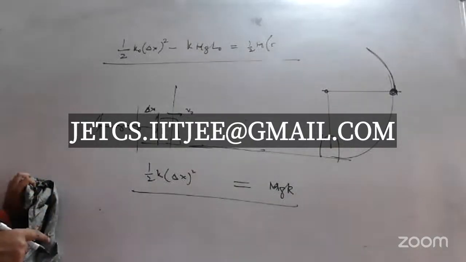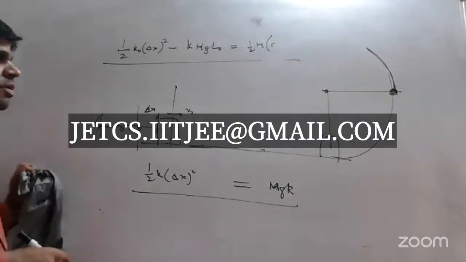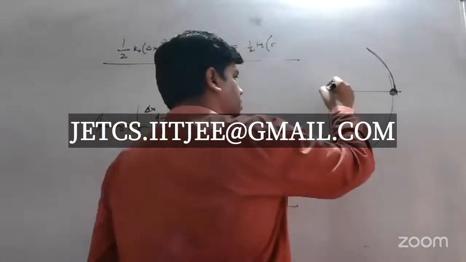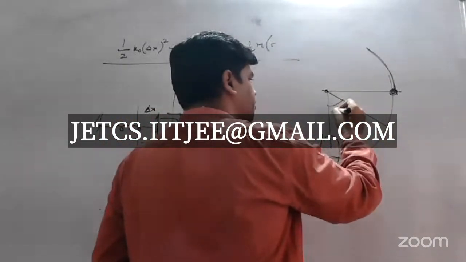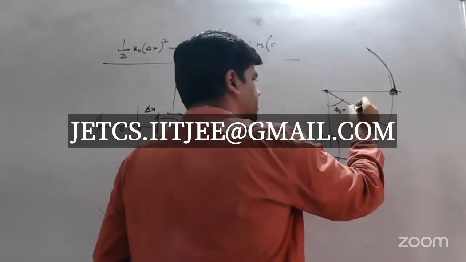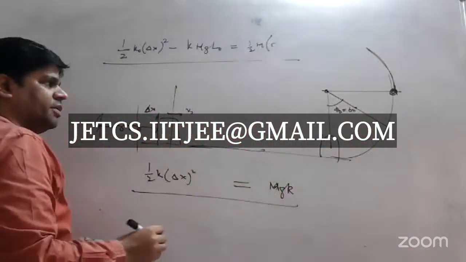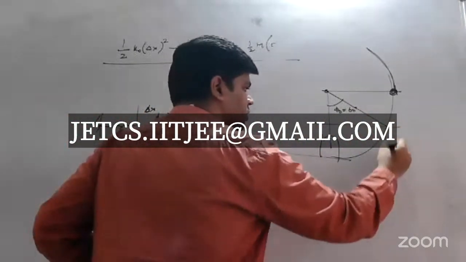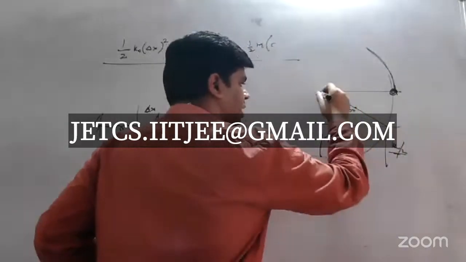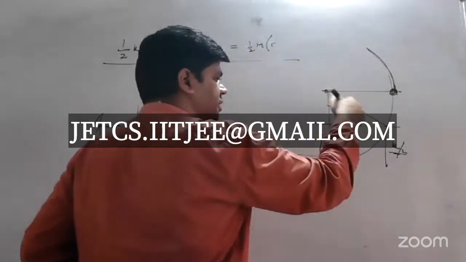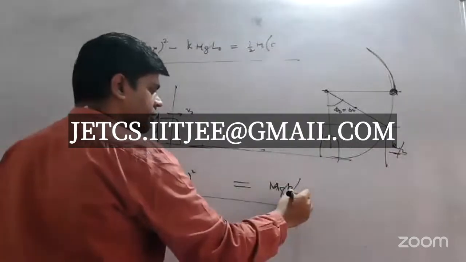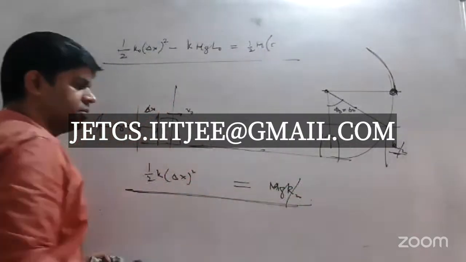You understand this point? Let us say if I just ask you what should be the compression for it to move to an angle of 60 degrees. I find the height over here. This height would be r by 2, because r minus r cos 60, r minus r by 2, is r by 2. That's it. That's your answer.